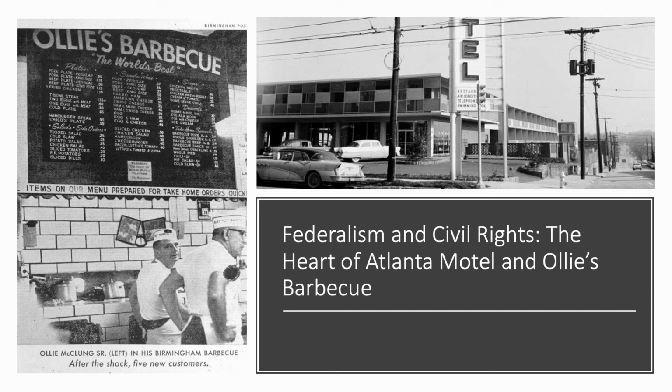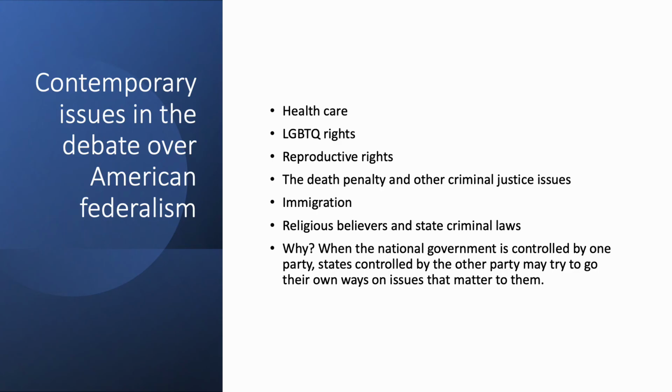Federalism and civil rights. Going back to the 60s, there were restaurants and hotels that discriminated against African Americans and wouldn't serve them. Well, Congress passed civil rights acts, civil rights laws, that required them to. They required places like Ollie's Barbecue and the Heart of Atlanta Motel to serve the African American population on the ground that they were impairing interstate commerce. People literally could not travel between states because they couldn't stay anywhere or eat anywhere. So the Supreme Court ruled that Congress could do that in some very important cases.